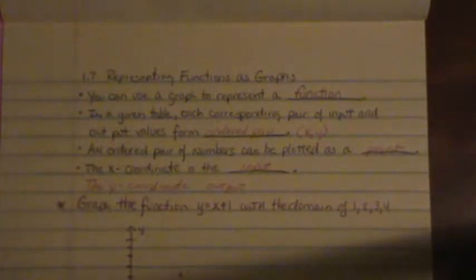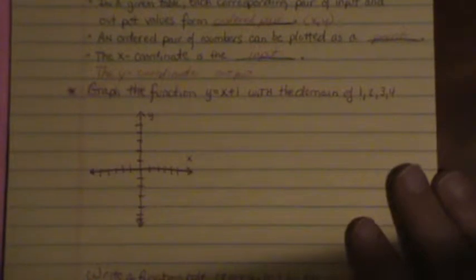Okay? So how do I go about graphing these particular functions? Well, let's look at the first one. It says graph the function y equals x plus 1 with the domains of 1, 2, 3, and 4. Okay? So I need to find out what the range is. So what I'm going to do is say y is equal to x plus 1. The first domain that they give me is 1 plus 1. So y would equal 2.